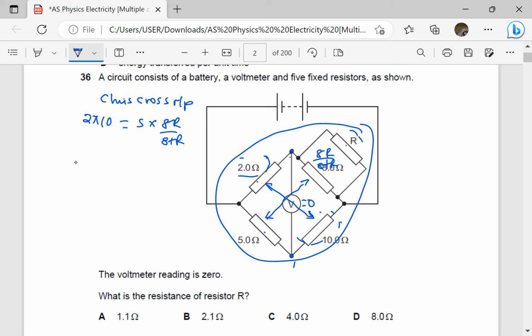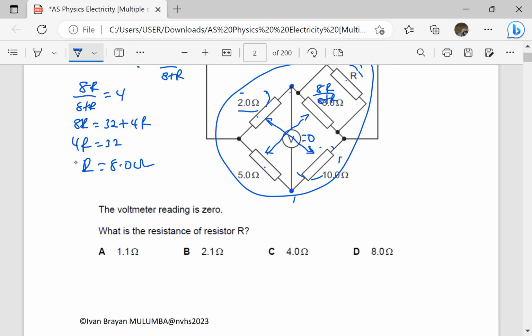So we try to solve this. 20 divided by 5 is 4. So we shall say that 8R over 8 plus R is equal to 4. Simplify further, 8R is equal to 4 times 8, that is 32, plus 4R. So collecting like terms, 4R is equal to 32. And precisely this gives us R as 8.0 ohms. So our answer is going to be D.